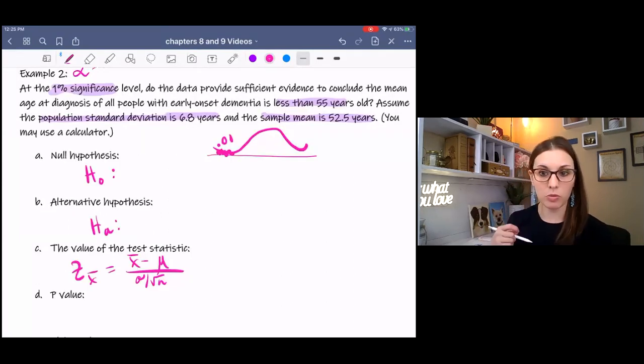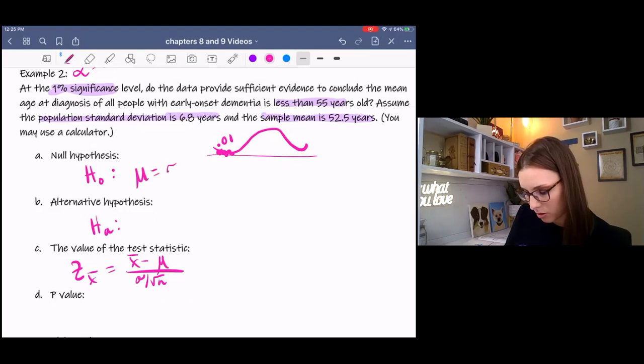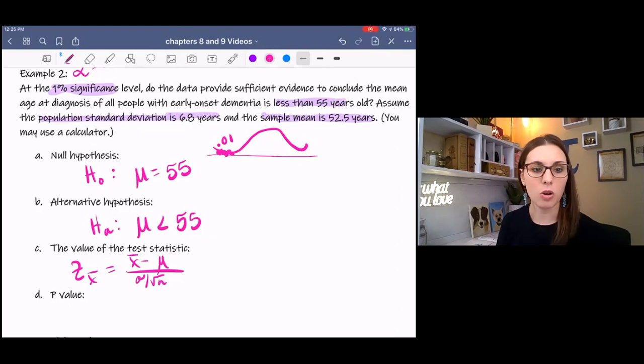Okay, I'm going to walk this one through with you. The null hypothesis, so it doesn't explicitly state that in the problem, but it does say we want to see if the mean age of diagnosis of all people with early onset dementia is less than 55 years old. So we know that 55 is the value that we're testing. And we want to see if it's less than 55. So our null hypothesis is that it is equal to 55.